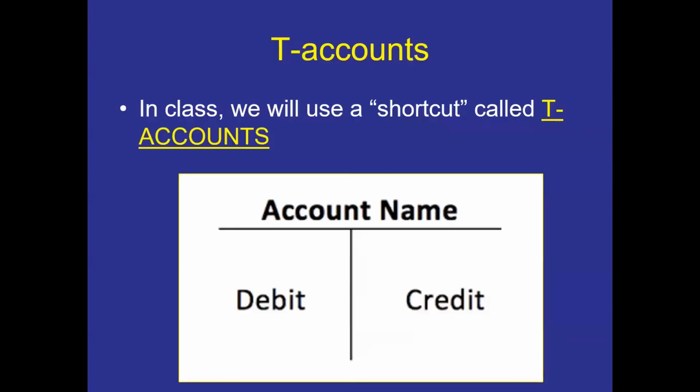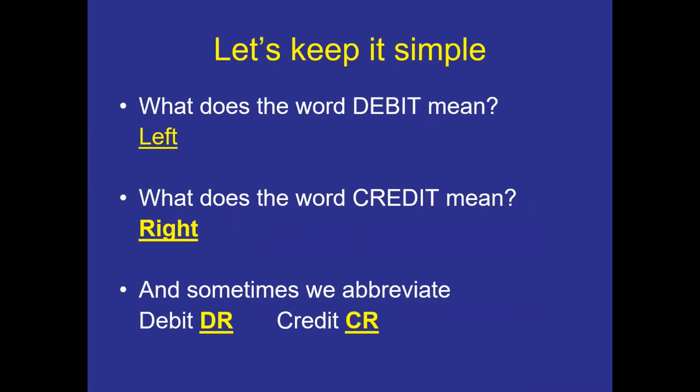So in class, we will use the shortcut called T accounts, and this is what a T account looks like. At the top of the T account, we will have the account name, like we would have cash if we were working with the account cash. And then we have a debit side and we have a credit side.